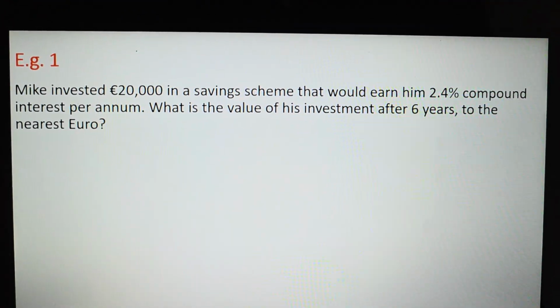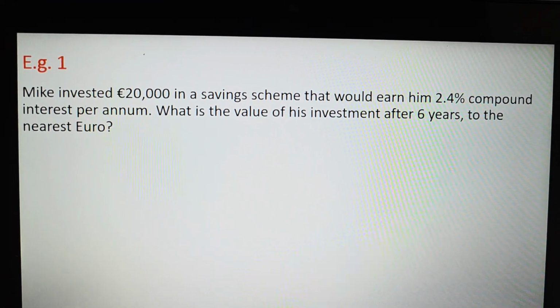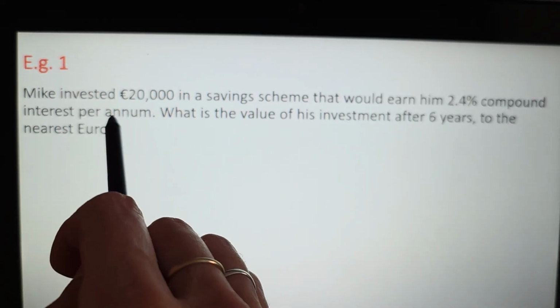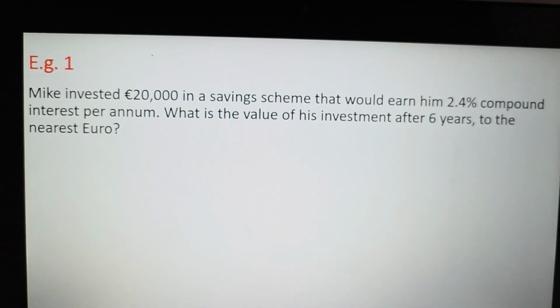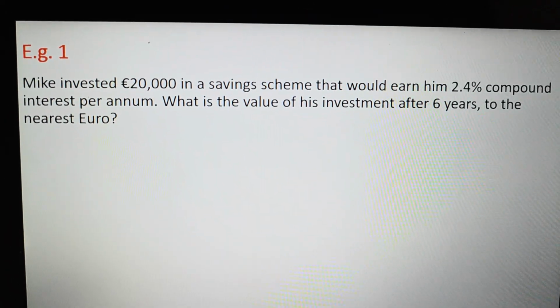Example 1. Mike invested €20,000 in a savings scheme that would earn him 2.4% compound interest per annum. Per annum means per year. So everything is in years, right? What is the value of his investment after 6 years? And give your answer to the nearest euro.